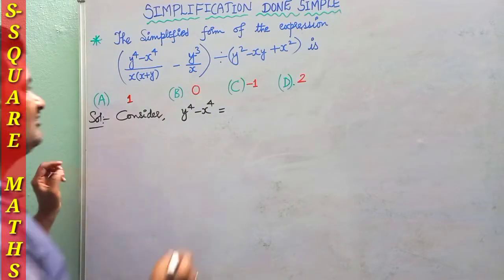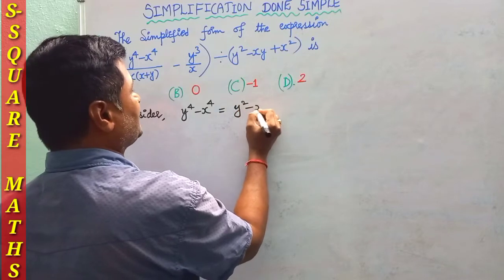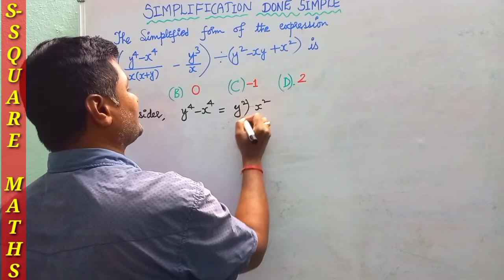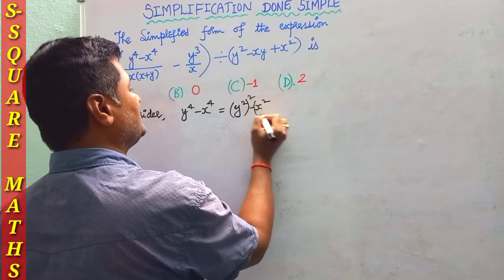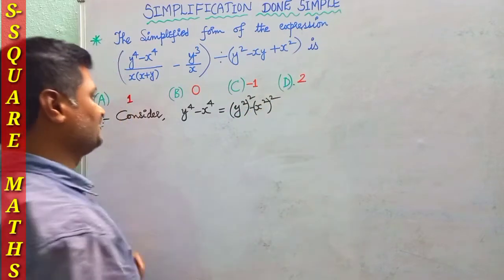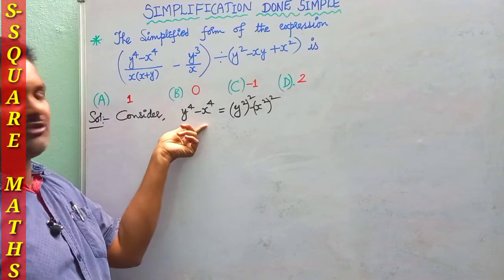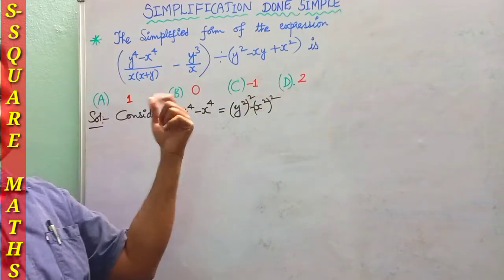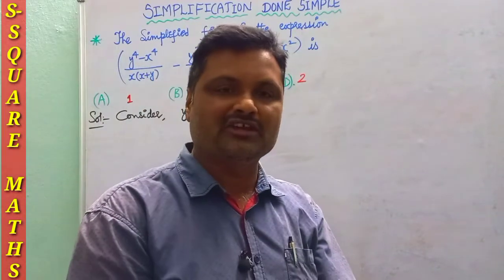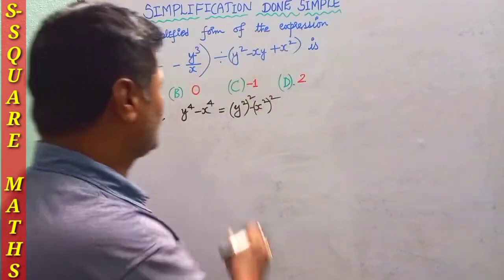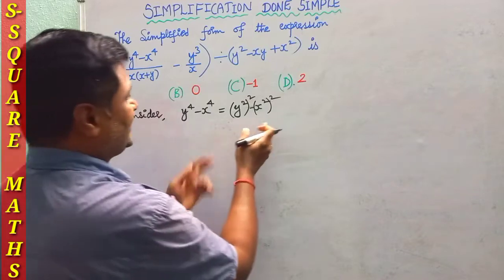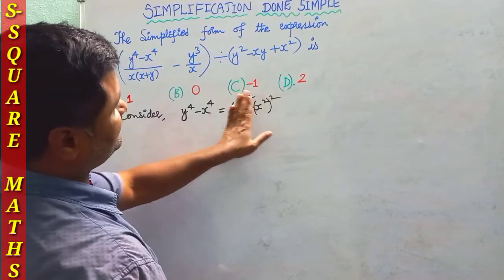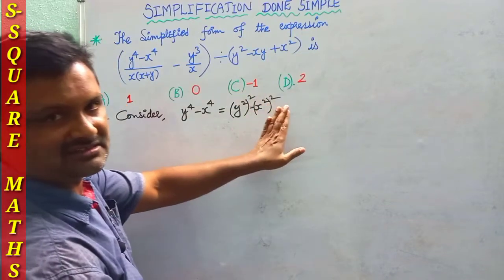This can be written as y square whole square minus x square whole square, using the basic law of exponents, a power m whole power n is a power mn, applied to the two terms. Again, it is in the form of a square minus b square, where a is y square and b is x square.